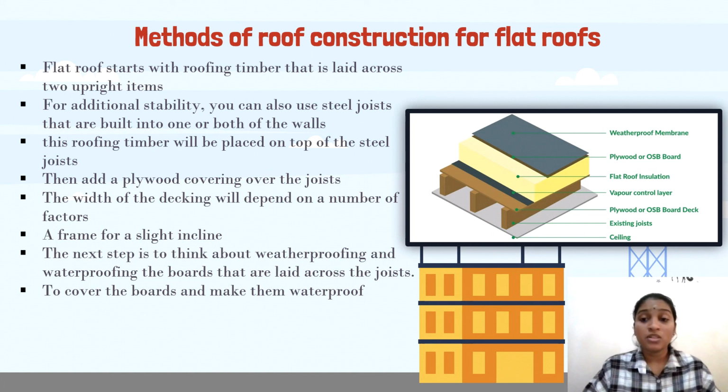The next step is to think about weatherproofing or waterproofing the boards that are laid across the joists. The classic option is EPDM rubber or a combination of rubber with felt or fiberglass. This is used to cover the boards and make them waterproof. With some sealant, you can create a very safe covering. You can find more details in a flat roof construction manual.